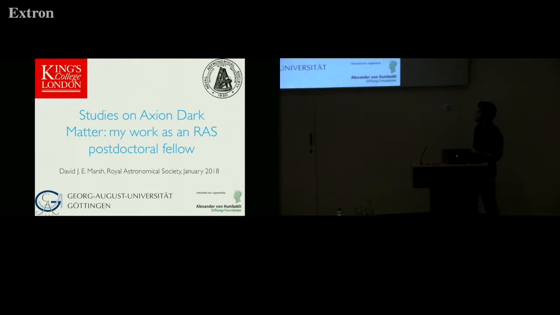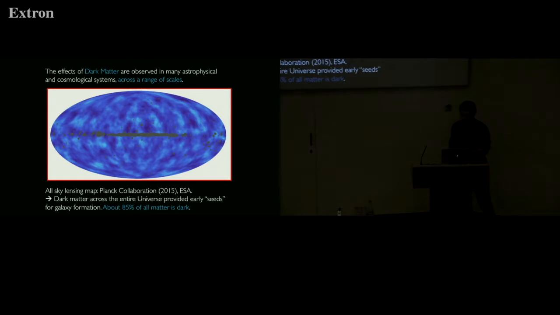So, the effects of dark matter are, as you all know, observed on many astrophysical scales, all the way from dwarf galaxies up to cosmological scales. I'm a cosmologist, mostly a CMB cosmologist. This is my favourite evidence for dark matter. This is the Planck all-sky lensing map. This is the integrated effect of dark matter along the line of sight from the CMB, reconstructed from 4-point statistics. And it effectively gives you an integrated map of dark matter on the sky.